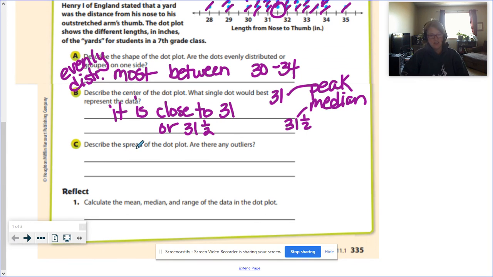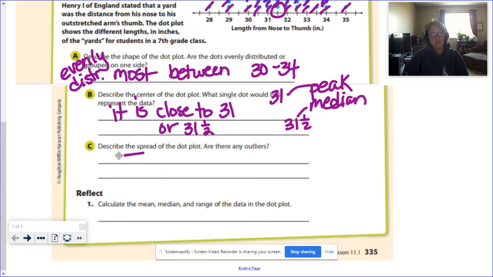The spread. Okay, now this is pretty straightforward. The spread ends up being what was the smallest number to the largest number. This is how we calculated the range before. All right. And then, have you heard this word?